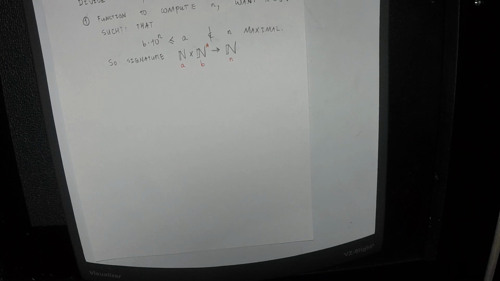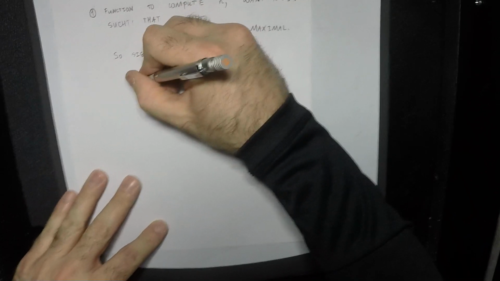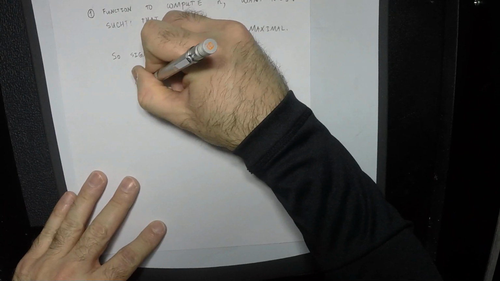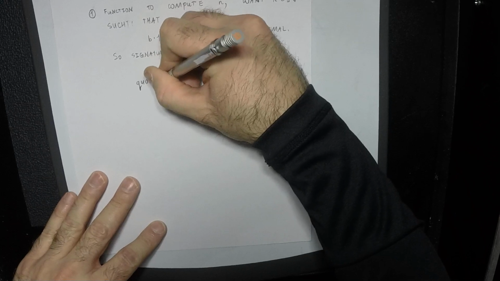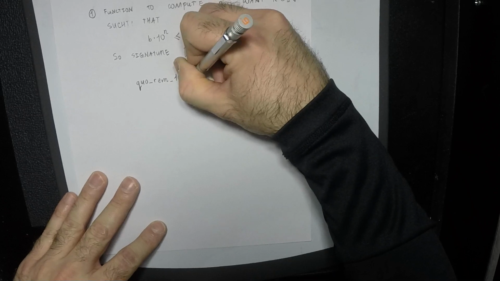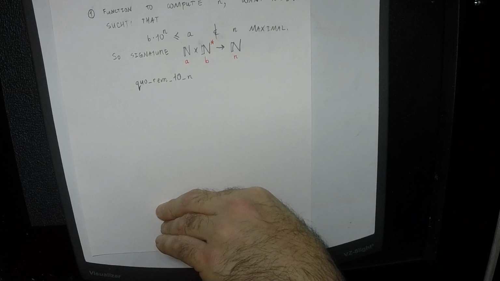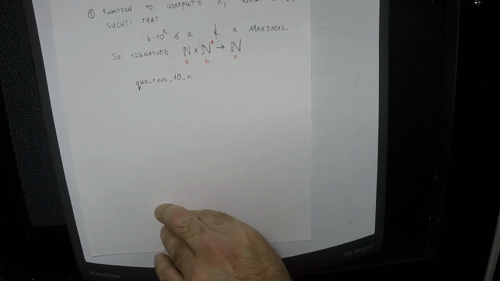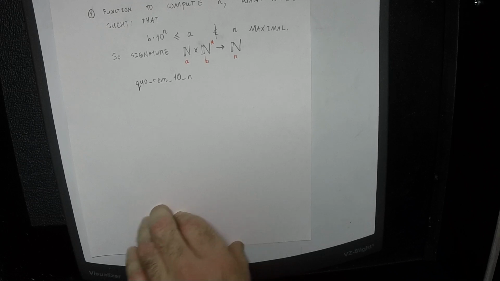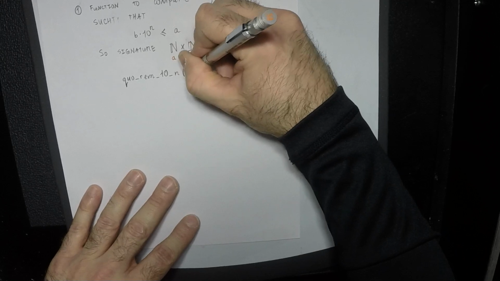Okay, let's give this one a name. Let's give the function a name. How about quo_rem_10_n? So meaning that we're going to compute the quotient and the remainder in base 10, and now we're computing the n. Okay, it takes two arguments, a and b.